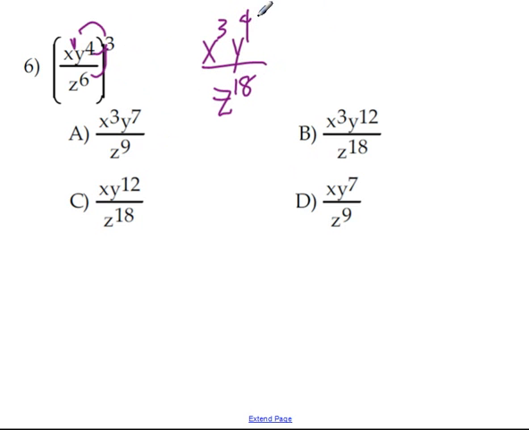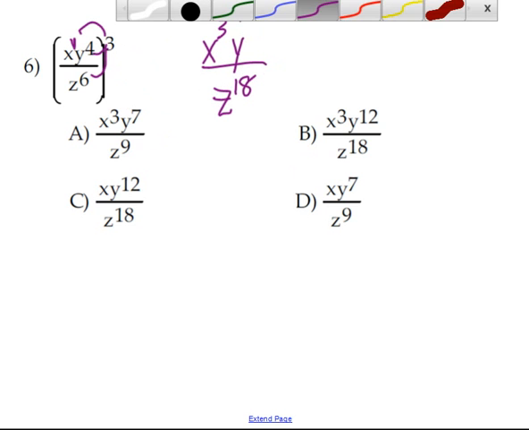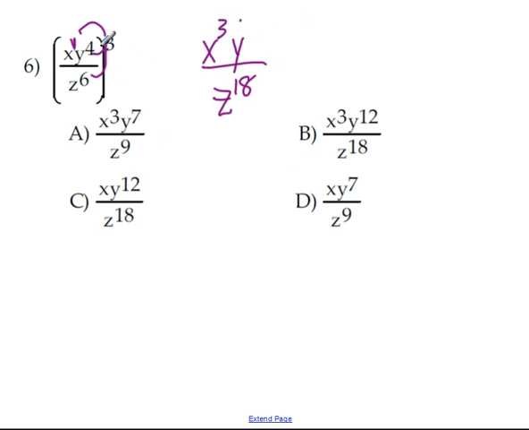Oh, I wrote y to the 4. Silly me. Gotta multiply that. And I'm sure you're looking at that. Why did he do that? Yeah, 3 times 4 is the 12 here. So x 3, y 12, is that right here? There we go, B.